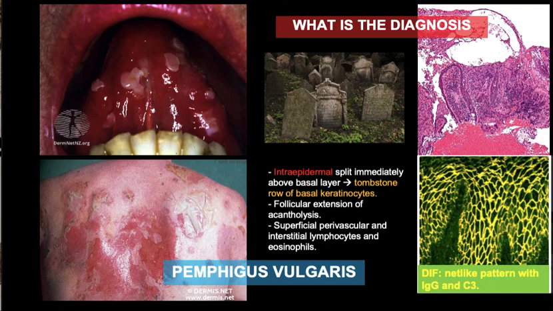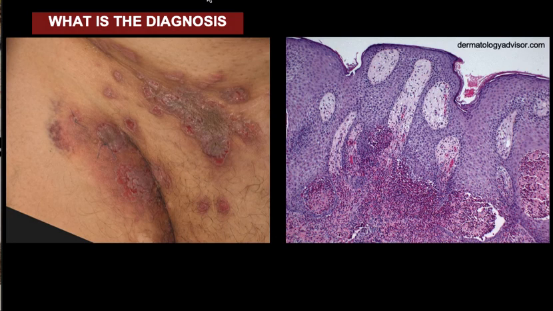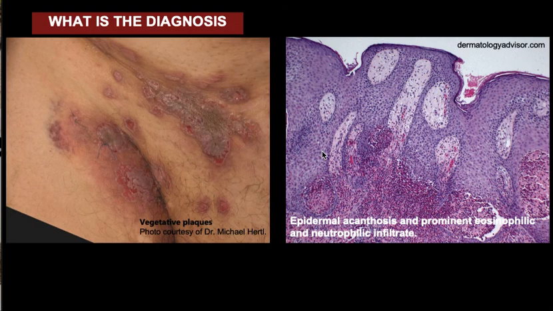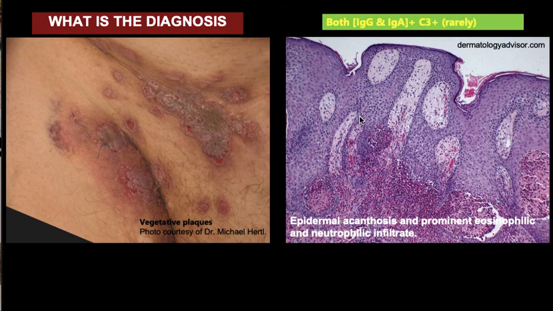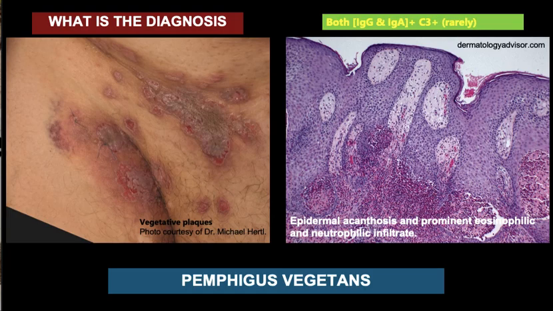The next one, we have those lesions that look like vegetative lesions of the groin of this patient. And when you look at histology, you will see epidermal acanthosis with eosinophils and neutrophils infiltrate. If you do DIF staining, you will see IgG and IgA. Rarely you see C3 positive in the epidermis. So this is pemphigus vegetans.